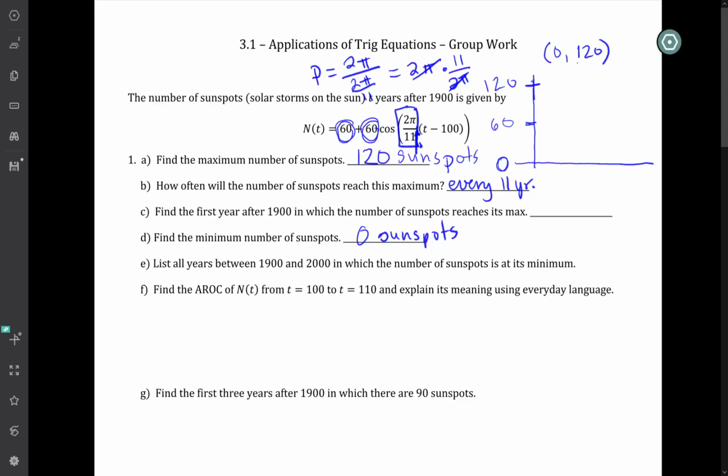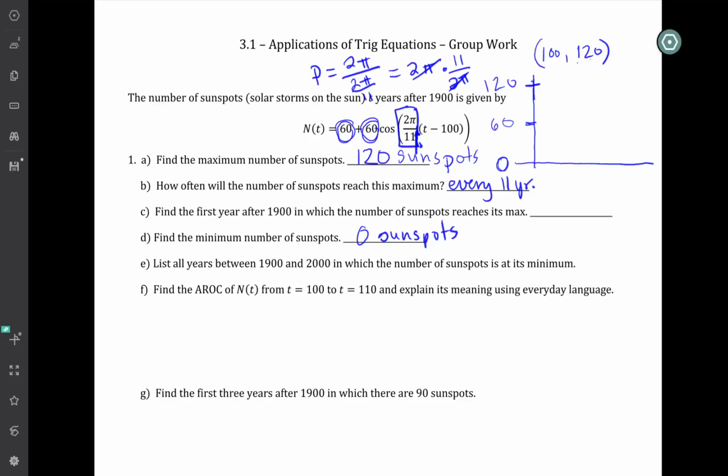And then we need to shift right 100. So it's going to move one of my maximums to (100, 120). But that's not necessarily the first time after 1900. That's in the year 2000. So I would guess that we have one before that, and I can use the period to work my way back to it.